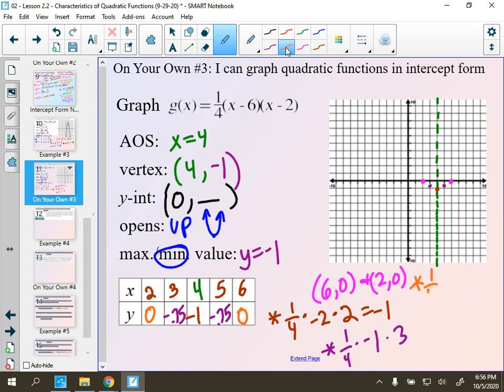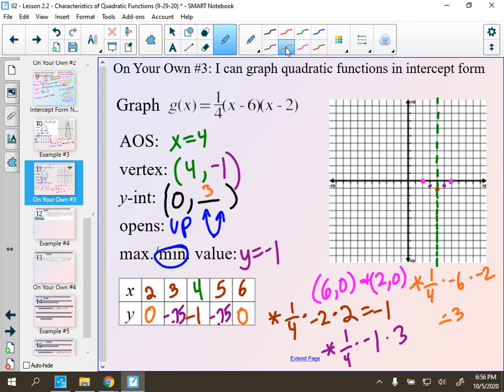So here's my last set of plug-in points. 1/4 times, let's see, 0 minus 6 is -6 times 0 minus 2 is -2. Hey, look at that. It's actually going to turn out to be a decent number. -6 times -2 is +12, and then 12 divided by 4 equals 3. So look at that. Decent.